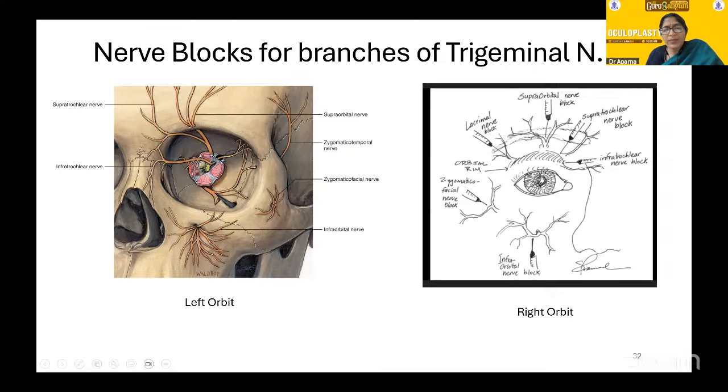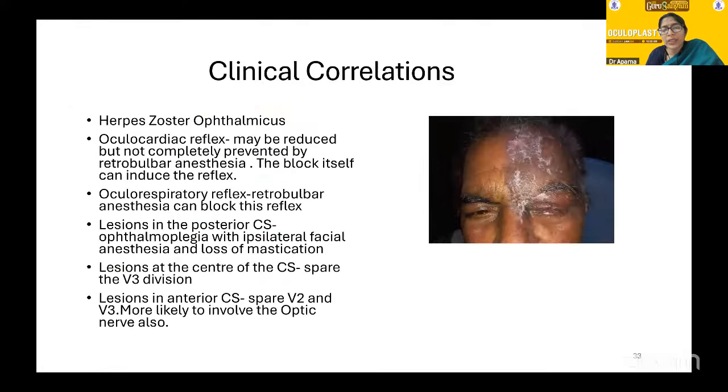Clinical correlations of the trigeminal nerve: a condition known as herpes zoster ophthalmicus most commonly targets the ophthalmic division of the trigeminal nerve, and it has a unique dermatomal distribution. So it is a spotter in itself. The next is the oculocardiac reflex, the afferent arc of which is formed by the ophthalmic division of the trigeminal nerve, and it can be prevented but not completely avoided by retrobulbar anesthesia. Another reflex is the oculorespiratory reflex, which can be completely blocked by retrobulbar anesthesia.